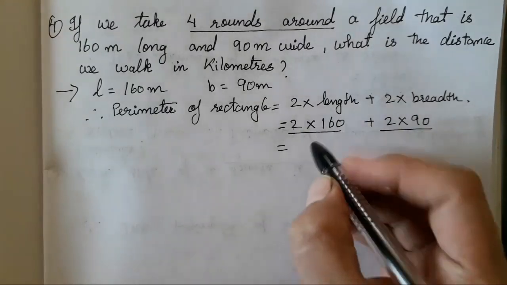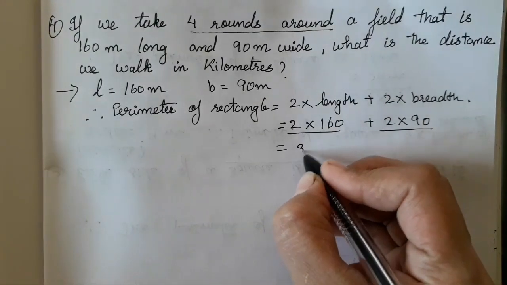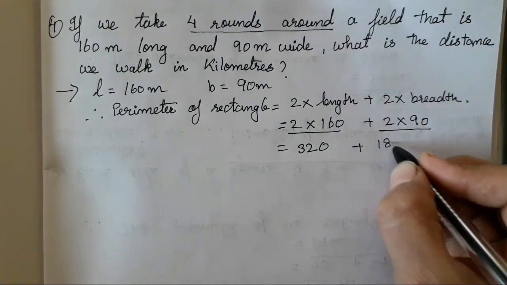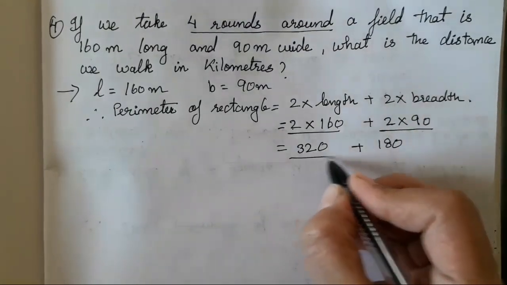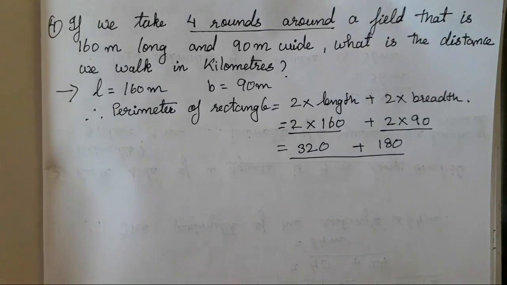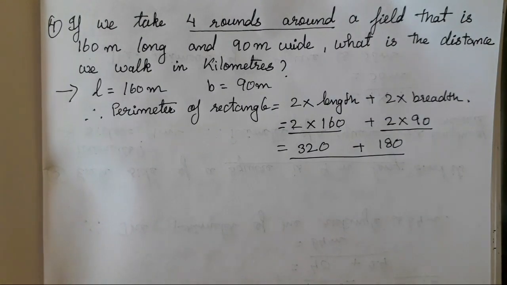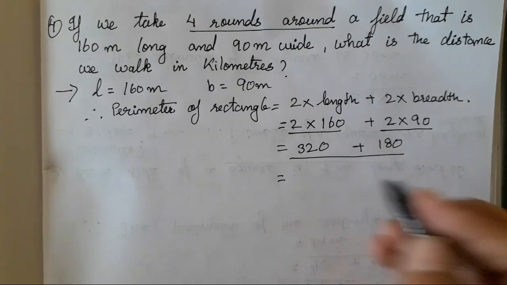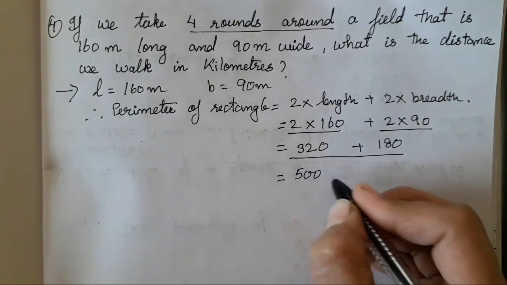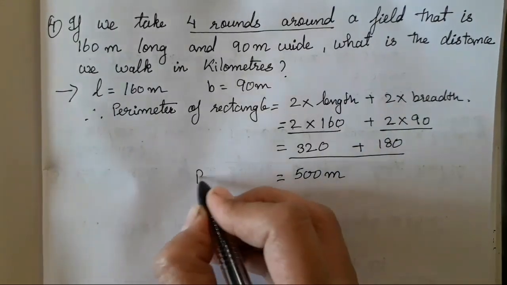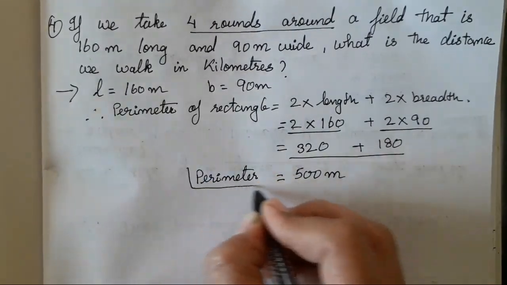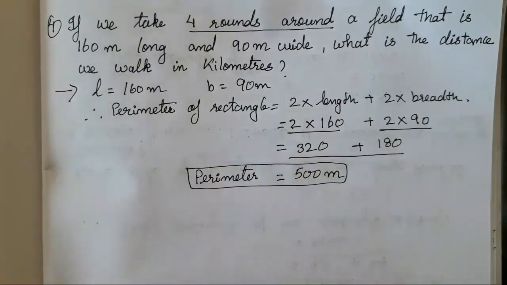2 16s are how much, children? 32 and then 0. 2 9s are 18 and 1 0. So you all don't have to waste your time multiplying it somewhere else. Okay, you all can directly do it. Now 320 plus 180 is going to be 500 meters. So this is going to be the perimeter. Okay, you all can underline it or mark it in this way.